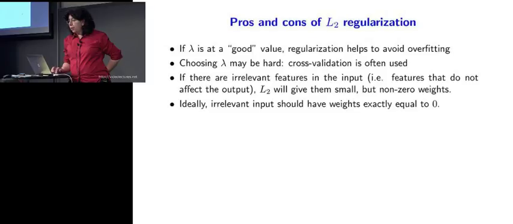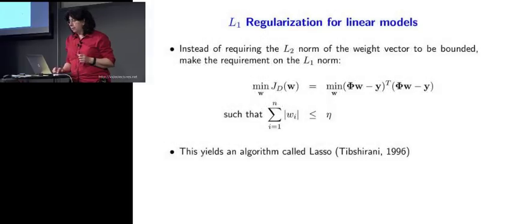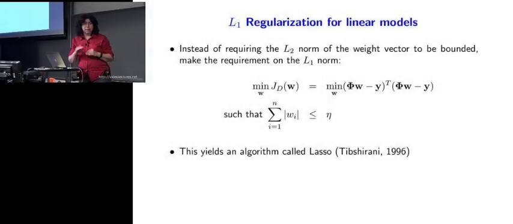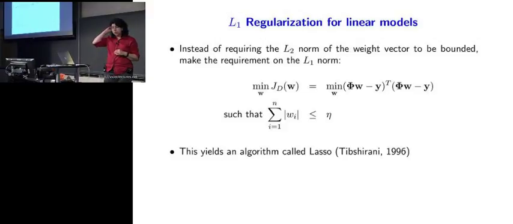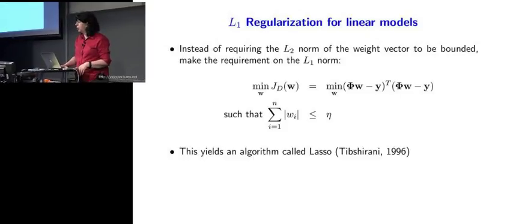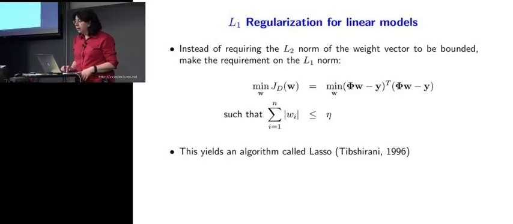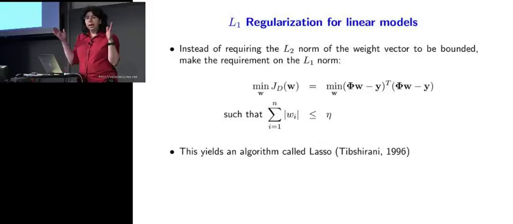Now, what will happen with this kind of penalty is that the weights are going to shrink. But if you have irrelevant inputs, they'll still probably have non-zero weights, small, but still not quite the same as eliminating those inputs. So there's a different way of doing the penalization called L1 regularization, which you may have heard of, very popular in the statistics community, which basically says instead of constraining the L2 norm of the weights, let's constrain the L1 norm of the weights.